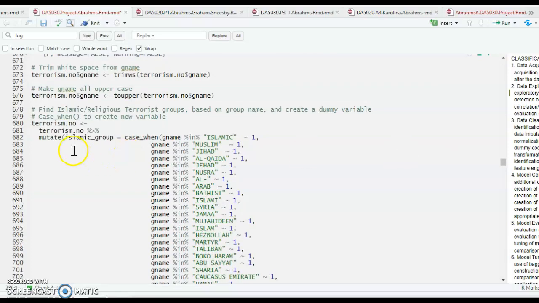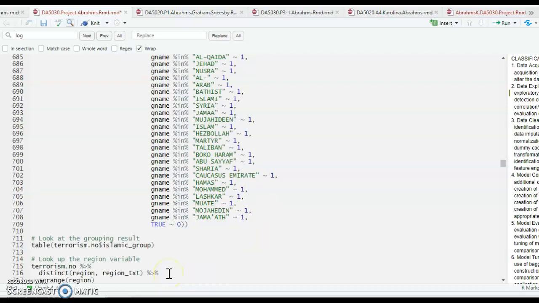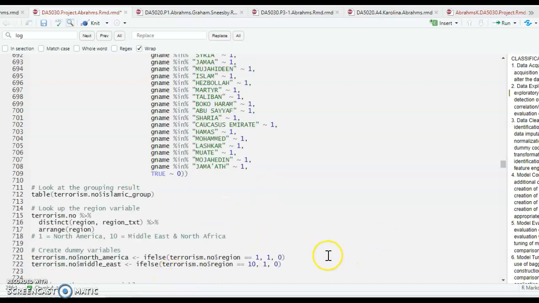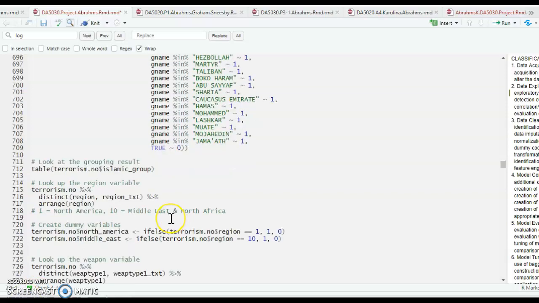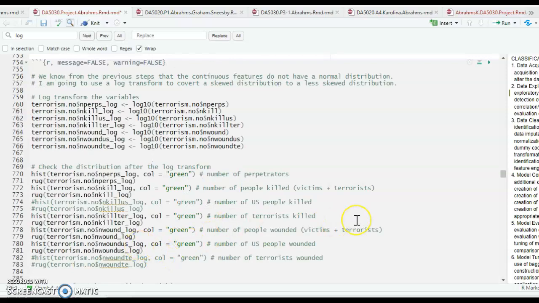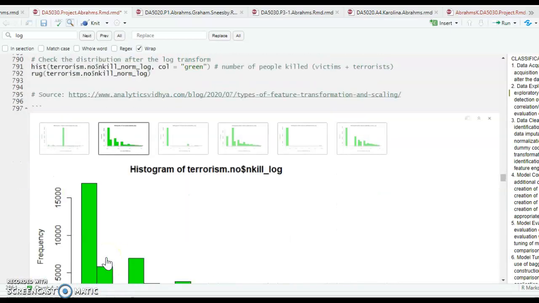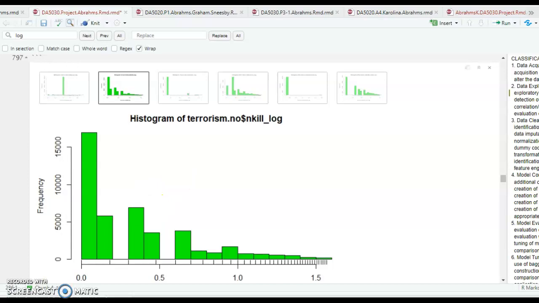You can see here I created a new variable called Islamic group, based on my knowledge about terrorism and some research, on what names would fall into this category of the known perpetrators. And I also coded the region into one hot dummy variables of North America and Middle East and Africa. Finally, here's the log transform for those continuous variables and the histograms after the log transform, which did not improve.